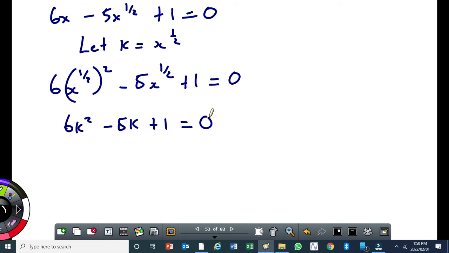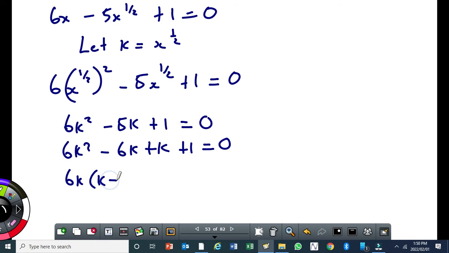But I'm not going to use that one, so I'll say 6k squared minus, if I split this into 6k, right? Remember, those of you whom I taught last year, you know this. Right, 6k plus what? Plus k, then plus 1. This is equal to 0. Right? Then let's factorize this. You get 6k times k minus 1. Right? That one will also become k.